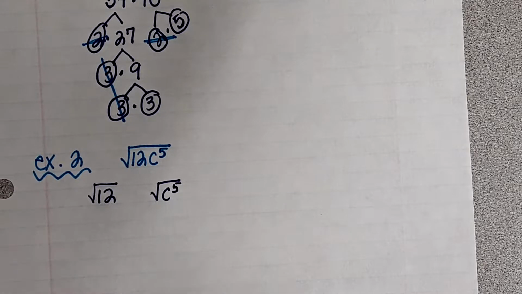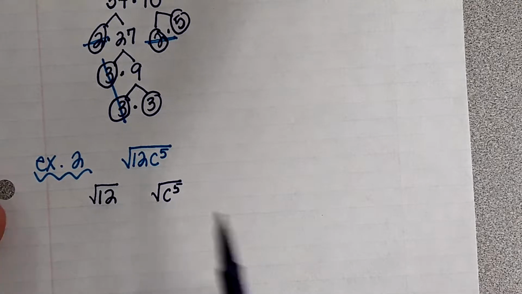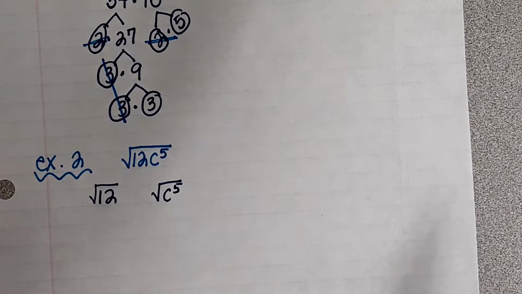So we're going to have to simplify the square root of 12, and then we're going to have to simplify the square root of c to the 5th. The reason that this is different from yesterday is because 5 is not divisible by 2. When you go 5 divided by 2, you get a decimal. You can't have decimal exponents, okay? So let's start with 12.